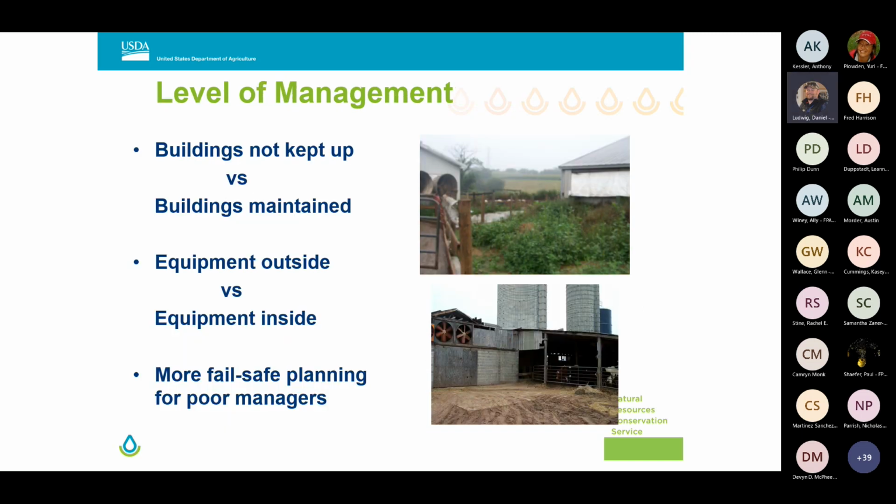Big one here is level of management. Looking at your producers, you're going to find that some of them are on the ball. They're big into tech. Others, they've been farming all their lives, low level. So again, one of the things that you can look at is the condition of the buildings. Are they kept up versus are they maintained? Looking at how they store their equipment. Is it stored outside or do they have it in a nice building?